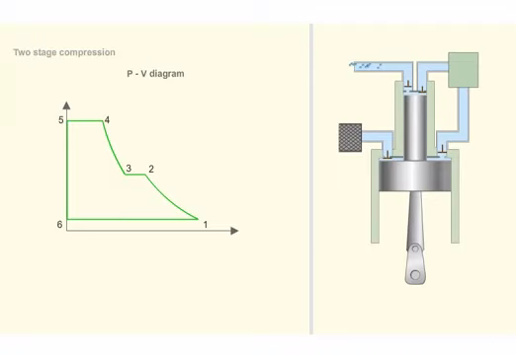The work done in compressing the air by 2 stages is represented by the area 1, 2, 3, 4, 5, 6. When air is compressed to the same pressure by single-stage compression, the rise in pressure will be continuous. Therefore, the work done in compressing the air by single-stage compression is represented by the area 1, 2, 7, 6. You can see that the work done by single stage compression is more than the two-stage compression.